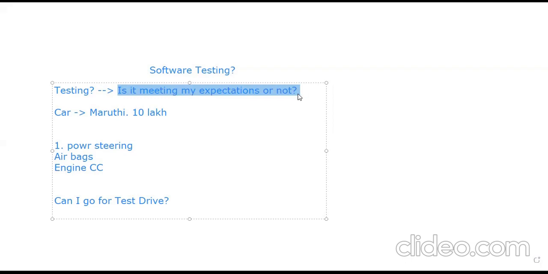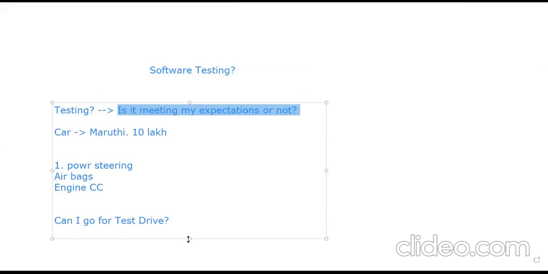If it is not meeting your expectation, then you will ask the salesman, you said a number of features, but no feature is available, right? So then you will go for another solution, or another company, right? That is what. So finally, what you have understood about testing is that it is used to make sure it is meeting your expectation or not. Now let's come to software.